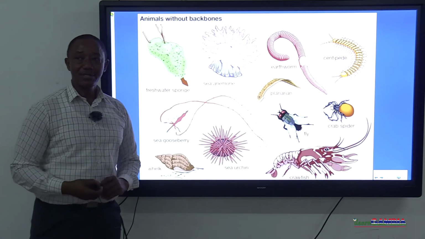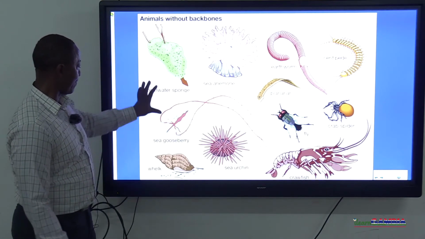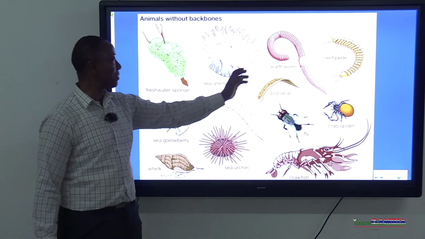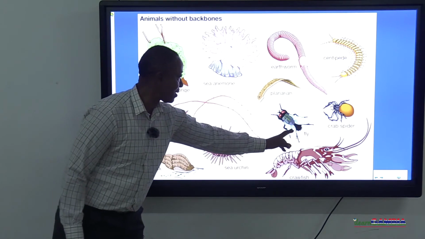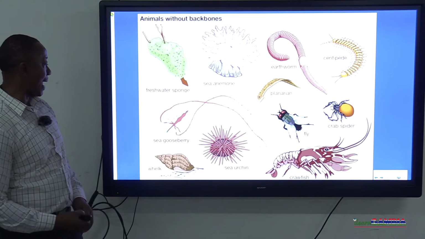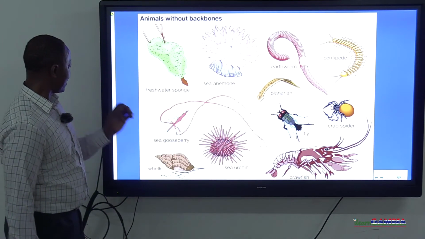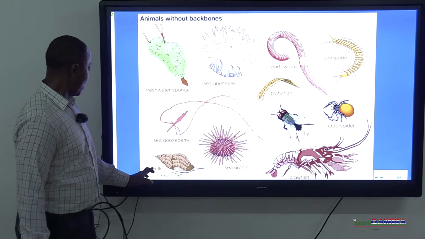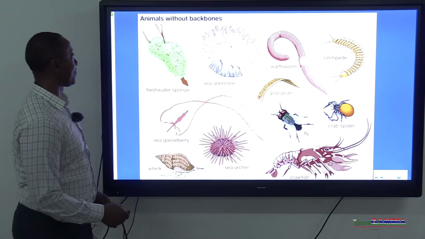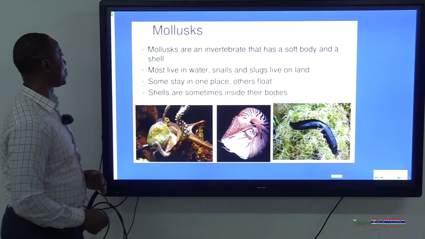We want to look at animals without backbones. We call them the invertebrates. We have a lot of examples here. The water sponge, the sea anemone, the earthworm, centipede, the common housefly, the crab, or the spider. We have the crawfish, sea urchin, sea gooseberry, and the whelk. And so we have a bunch of them. They all can't fit here. These are animals without a backbone, but we also place them into groups.